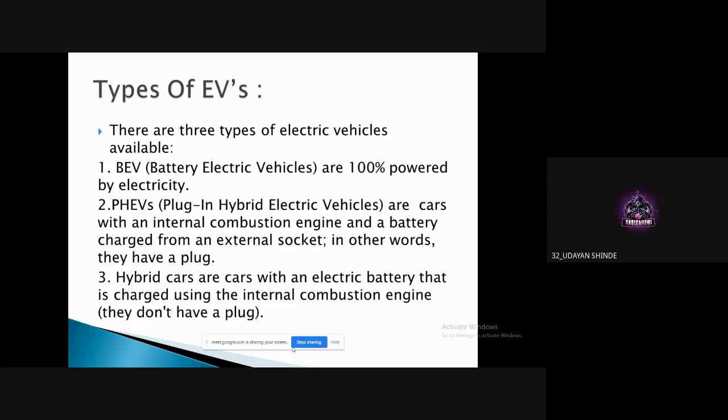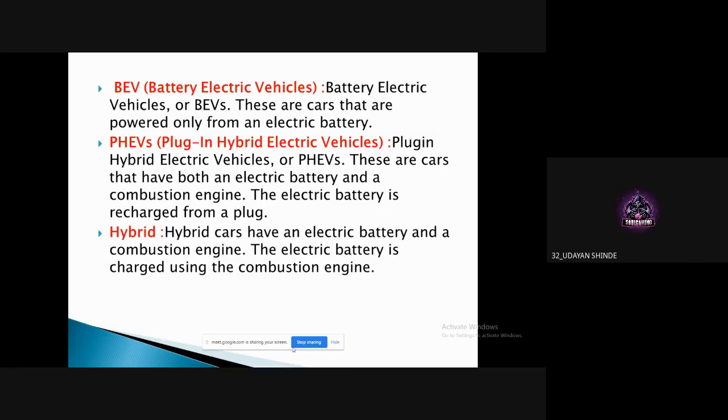Types of electric vehicle. There are three types of electric vehicle available. First one is BEV. Battery electric vehicles are 100% powered by electricity. Second, PHEV, plug-in hybrid electric vehicle. These are cars with an internal combustion engine and a battery charged from an external socket. In other words, they have a plug. Third, hybrid cars are with an electric battery that is charged using the internal combustion engine. They won't have a plug-in.